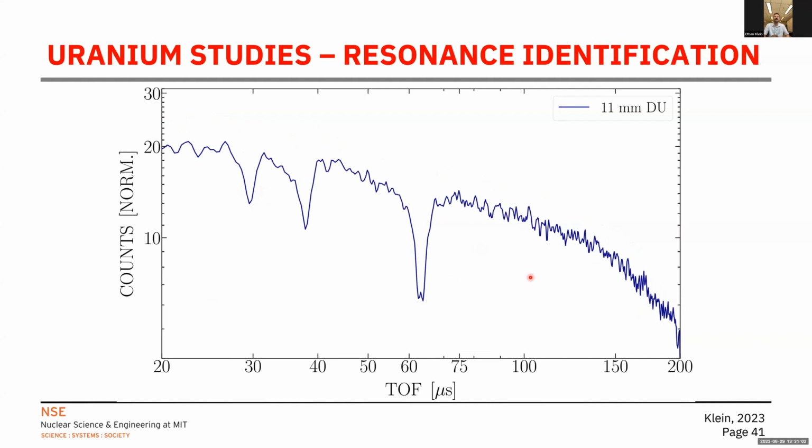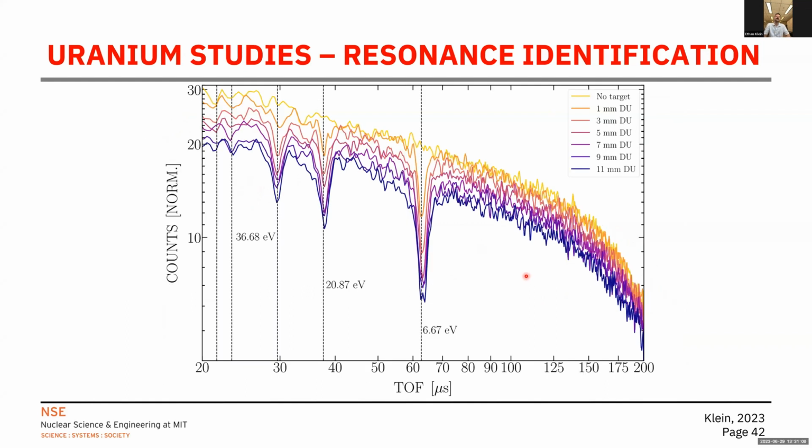Now, what we can do is just overlay all those plots I just showed you in a single plot, and we can draw lines that correspond to the energies for those individual times of flight. Now, the thing for you to know is that 6.67 eV, 20.87 eV, and 36.68 eV, these are the three prominent resonances for uranium-238 in the 1 to 50 electron volt range. So these are a characteristic signature of the presence of uranium-238. And so what we saw is that as we start adding more and more of that material, we start seeing deeper and deeper resonances, which make it even easier for us to identify the presence of uranium.